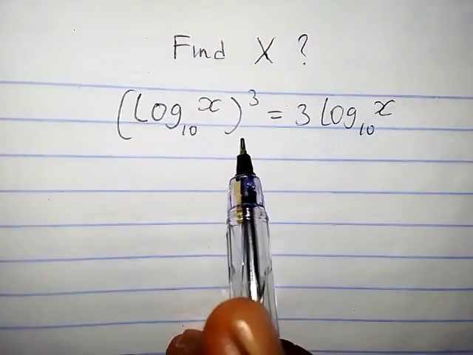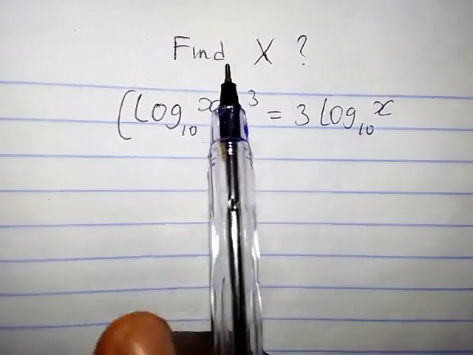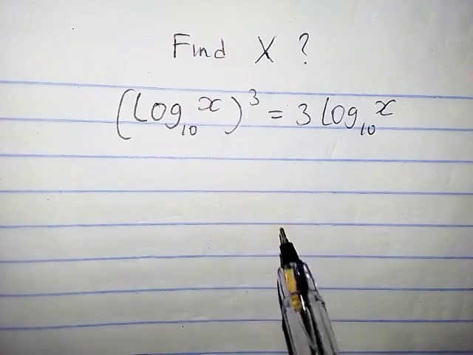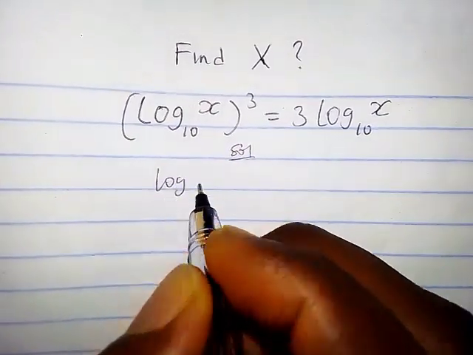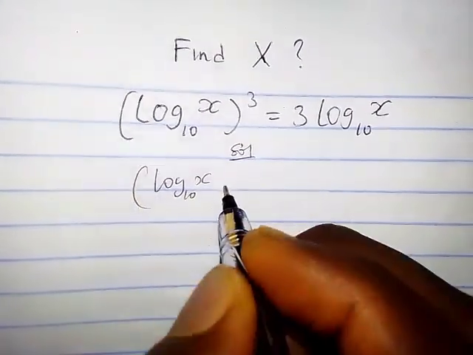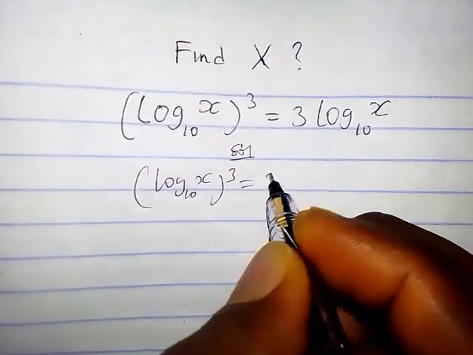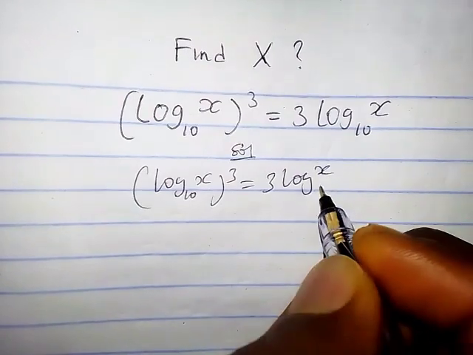We have a very beautiful logarithmic equation. So how do we find the value of x in this equation? Solution. Let's first write the equation. We have log x to the base 10, everything raised to power 3, equals 3 log x base 10.